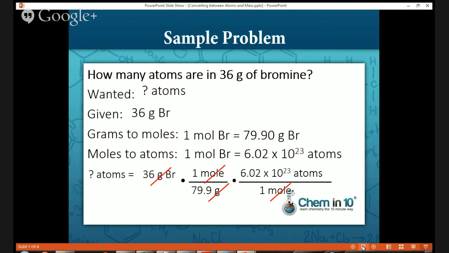We multiply the numerators together and divide by the denominators, and we get 2.7 times 10 to the 23rd atoms of bromine, which is less than a mole, because a mole would be 6.02 times 10 to the 23rd atoms.